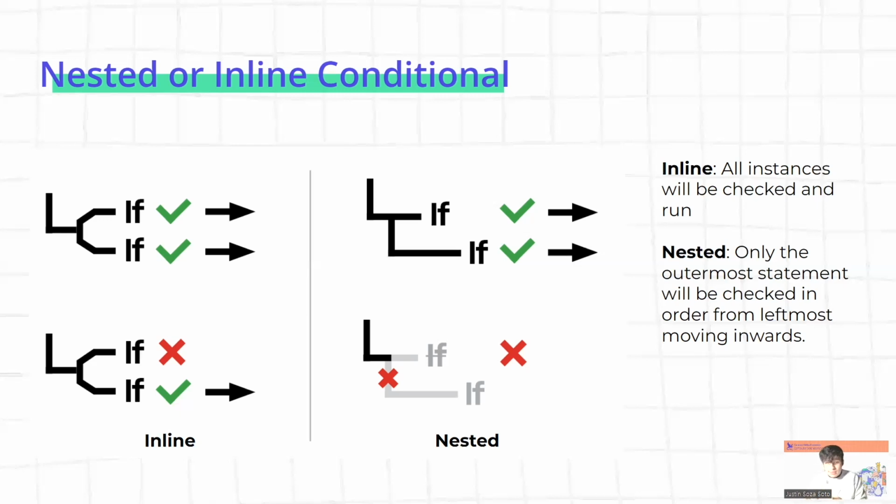Inline cases, however, will all be checked and run regardless of whether or not conditionals above it or below it pass or fail. These if statements are independent of each other, which means both cases could pass or both cases could fail, or one passes and the other fails. They are not dependent on each other. We can get any combination of them passing or failing. Whereas in nested conditionals, the outermost has to pass before we can move on to the one nested underneath it or below it.